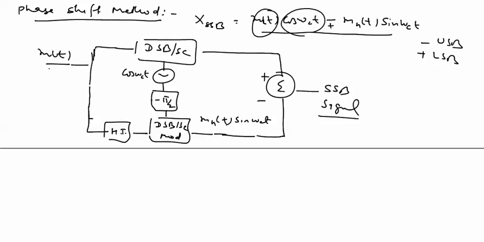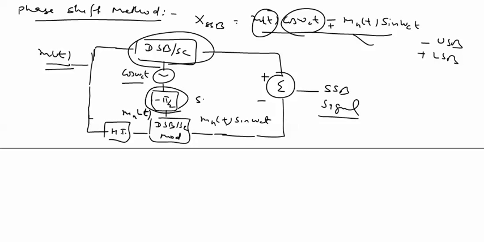m(t) is multiplied with cos omega_c t with the block of DSBSC. In the next step we require m_h(t), which comes from the Hilbert transform of this. Now we want to multiply by sin omega_c t, which comes from a minus pi by 2 phase shift. Here we get multiplication of these two terms, and addition and subtraction come from the summer, and at the end we get the SSB result.